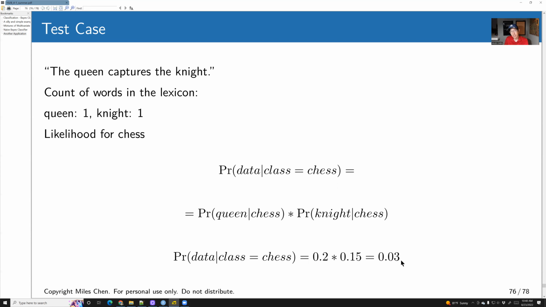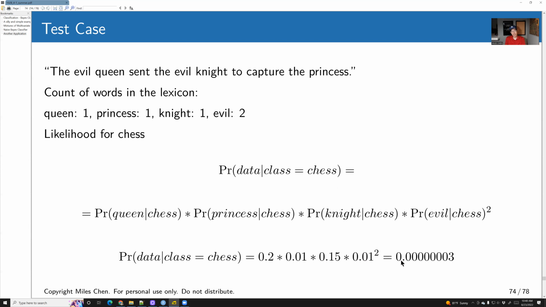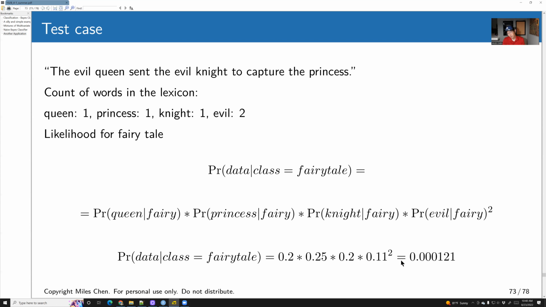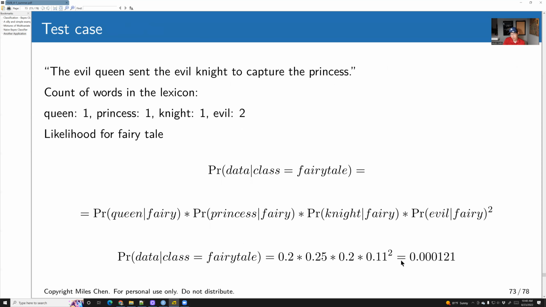The queen captures the knight is a little bit more ambiguous. It could be about either. The evil queen sent the evil knight to capture the princess is much more likely to be for a document of fairy tales. And you can imagine just expanding this, where you just need a bigger lexicon and more different categories for possible documents. Now you have a simple document classifier by just going through and counting how many times a certain word appeared.